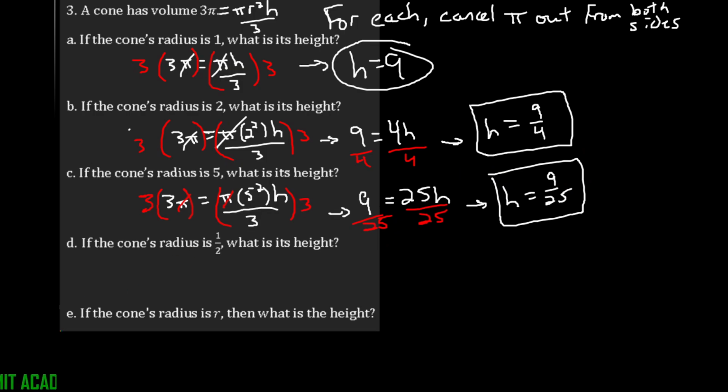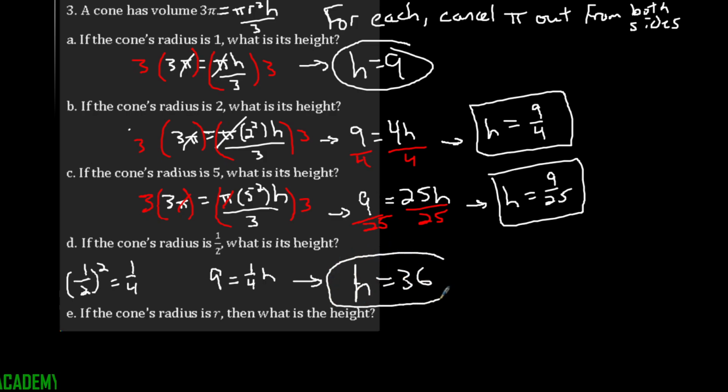For part D, what I can actually do is skip some steps. Again, 1 squared is the same as 1 over 4, so I can say 9 equals 1 over 4 times h. That way, I can save some time and go to the next one. This means that h is going to be equal to 36.